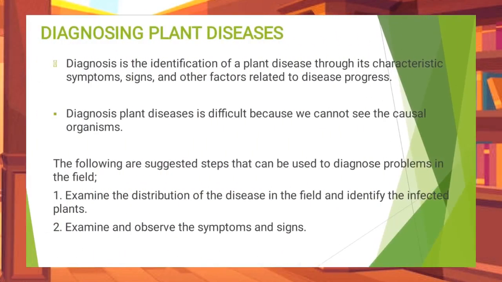Diagnosing plant diseases. Diagnosis is the identification of a plant disease through its characteristic symptoms, signs, and other factors related to disease progress. So, diagnosing plant diseases is difficult because we cannot see the causal organisms. The following are suggested steps that can be used to diagnose problems in the field. So, number 1, examine the distribution of the disease in the field and identify the infected plants.